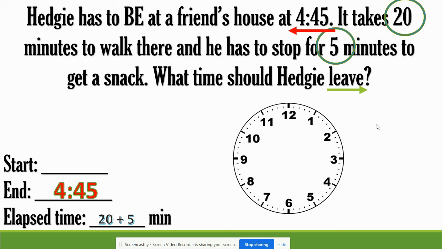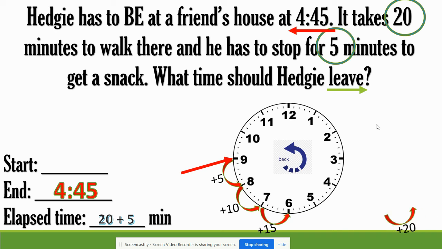Because this is an end time situation, what do we have to do on our clock? That's right, go backwards. We're going back in time to find out what time should he leave his house. So let's jumpity bump the 20 minutes and then another 5. Did we cross over an hour? No, we didn't. So our start time is 4:20. You getting the hang of this?